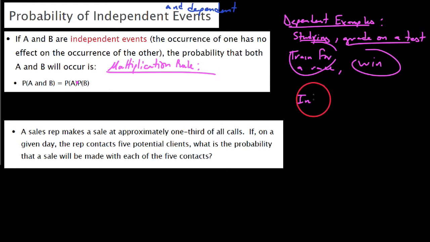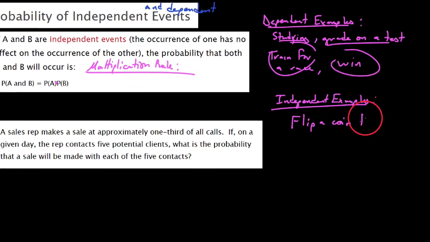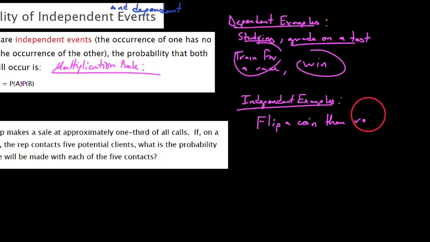When we talk about independent events, these are things, independent examples, and I apologize for the handwriting, like flip a coin, then roll a die. And the thing here is this: when you flip a coin, it's not going to affect the likelihood that this die lands on anything. These are not cosmically connected events.